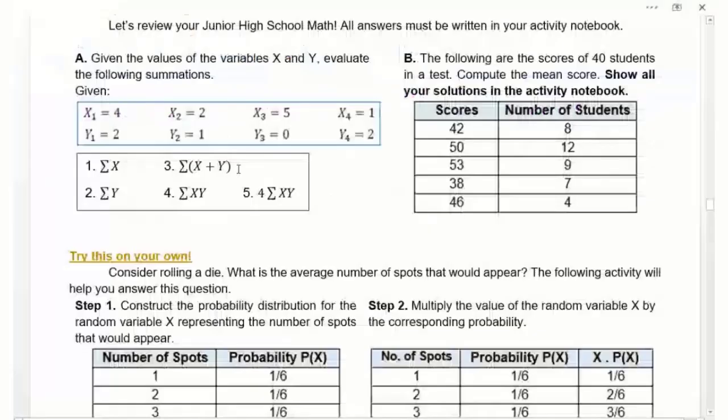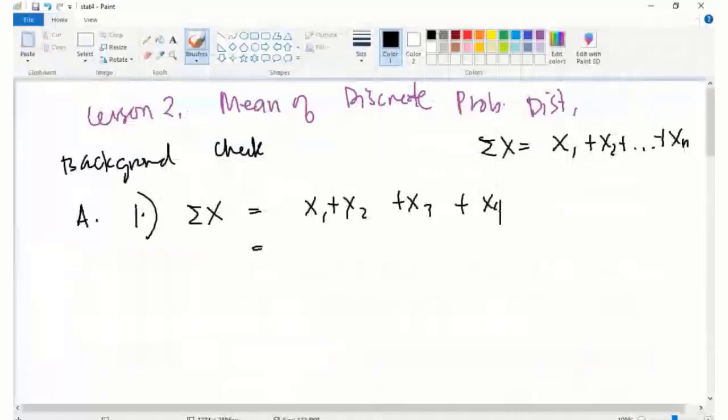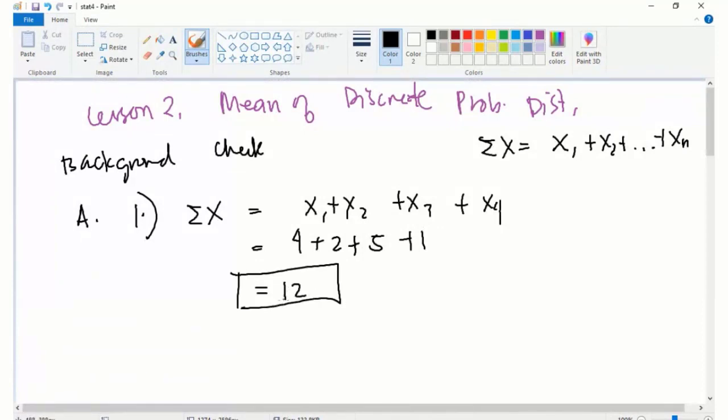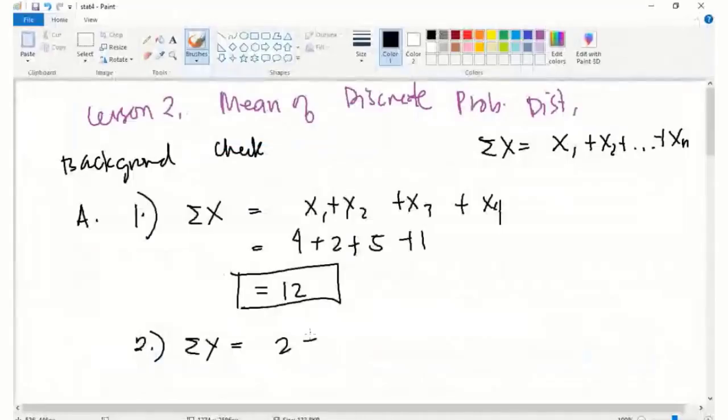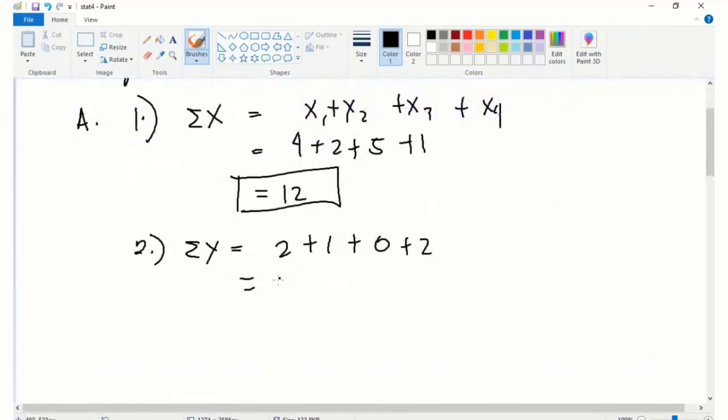So, we are going to get the summation. Ang given niya dito, 4, 2, 5, and 1. So, 4, 2, 5 plus 1, which is 4, 9, 10, 12. Tama ba? So the answer here is 12. Number 2, summation of y. So ang kukunin naman natin is values ng y, which is 2, 1, 0, and 2. 2 plus 1 plus 0 plus 2, which is 2 plus 2, 4, 5. No? Tama. So summation of y is just equal to 5.